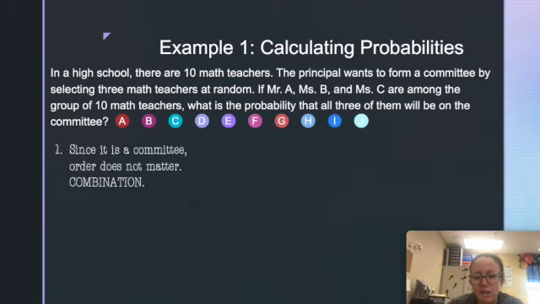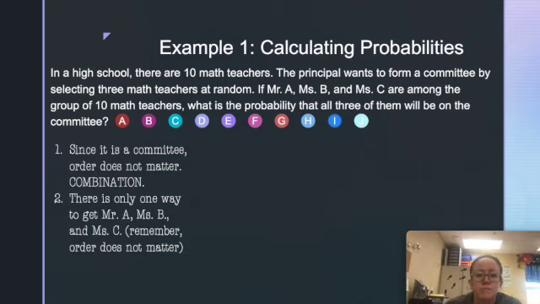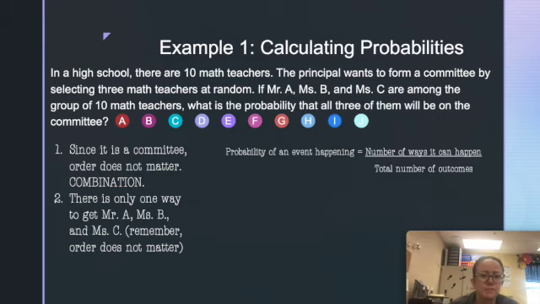So does order matter? No. So that's a combination. We just want A, B, and C. We don't care if it's CBA, BCA, doesn't matter, just as long as it's those 3. There is only one way to get the group A, B, C. Yes, I can have different orders, but again, we said order doesn't matter. We just want those 3. And so that's only one of the combinations out of all the combinations possible, right? So going back to that first slide, what probability is, we're going to do 1 because there's only one outcome that is A, B, C.